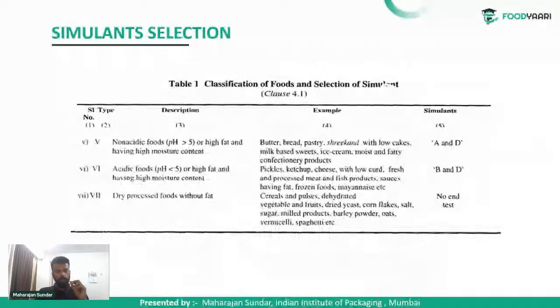And then non-acidic foods. For non-acidic foods, pH greater than 5 or high fat and high moisture content, A and D should be used. A or D, whether the pH is greater than 5 or the high fat content. If the pH is greater than 5, simulant A should be used. If the high fat content, simulant D should be used.